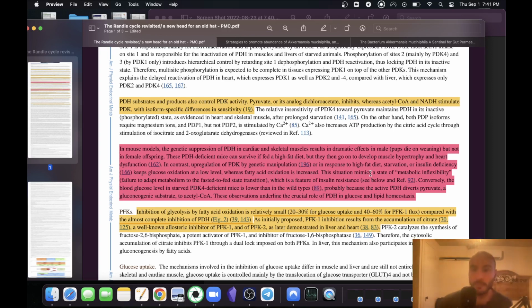Essentially, when you have an excess of fatty acid oxidation, which can cause an upregulation of pyruvate dehydrogenase kinase and impair glucose oxidation, this could be caused by a high-fat diet, starvation, or insulin deficiency. You enter a state of metabolic inflexibility where you're forced to oxidize fatty acids. So you're literally metabolically inflexible.